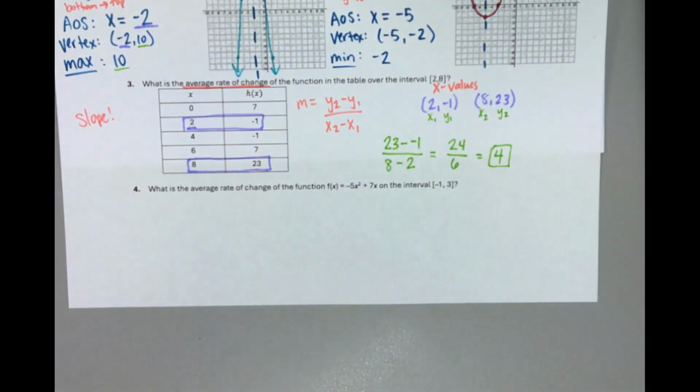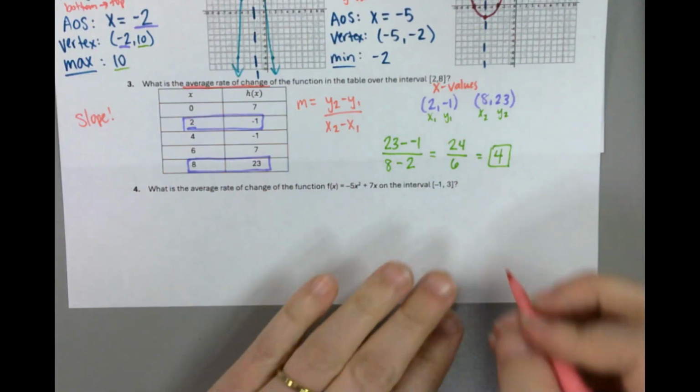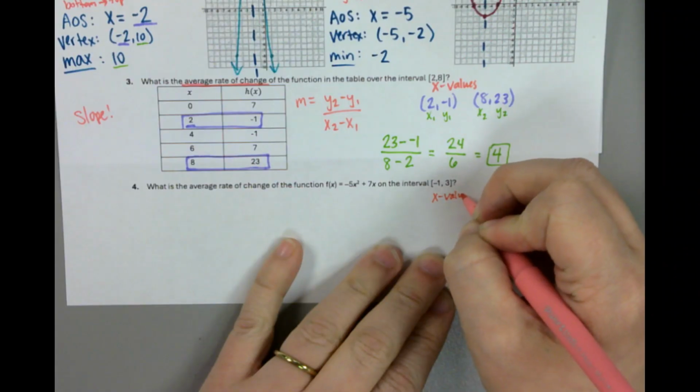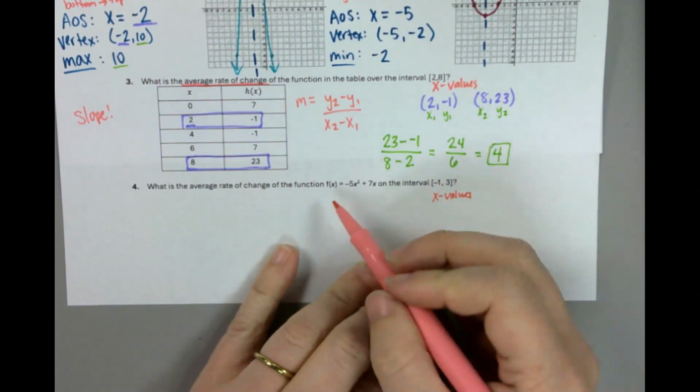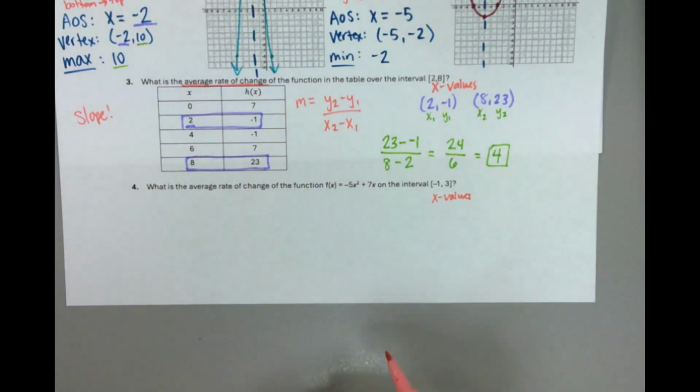Problem number 4 is also an average rate of change problem. But here they give us an equation instead of giving us a table. Now in theory, we can take these x values that they give us and plug in each x value for x. In actuality, it would save us time if we don't do that.